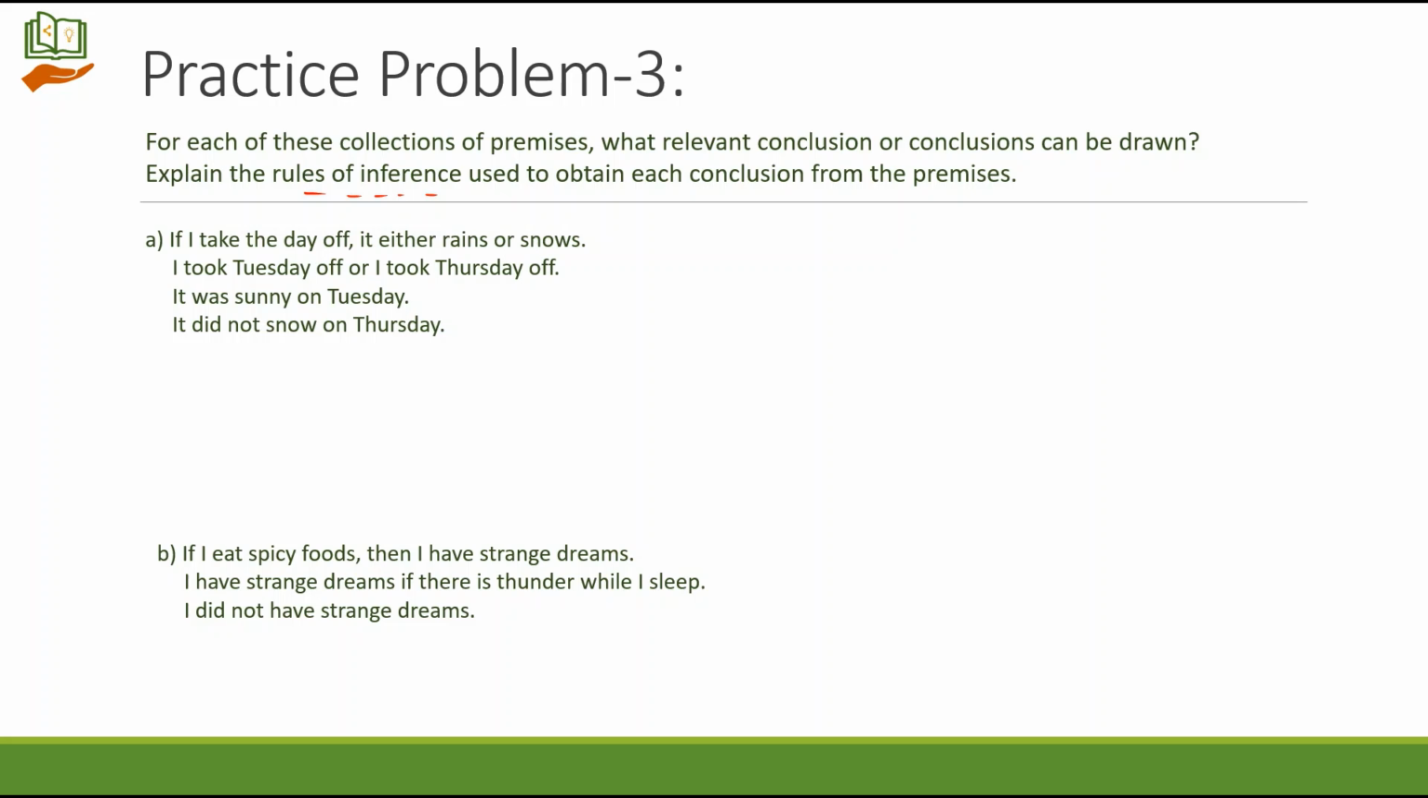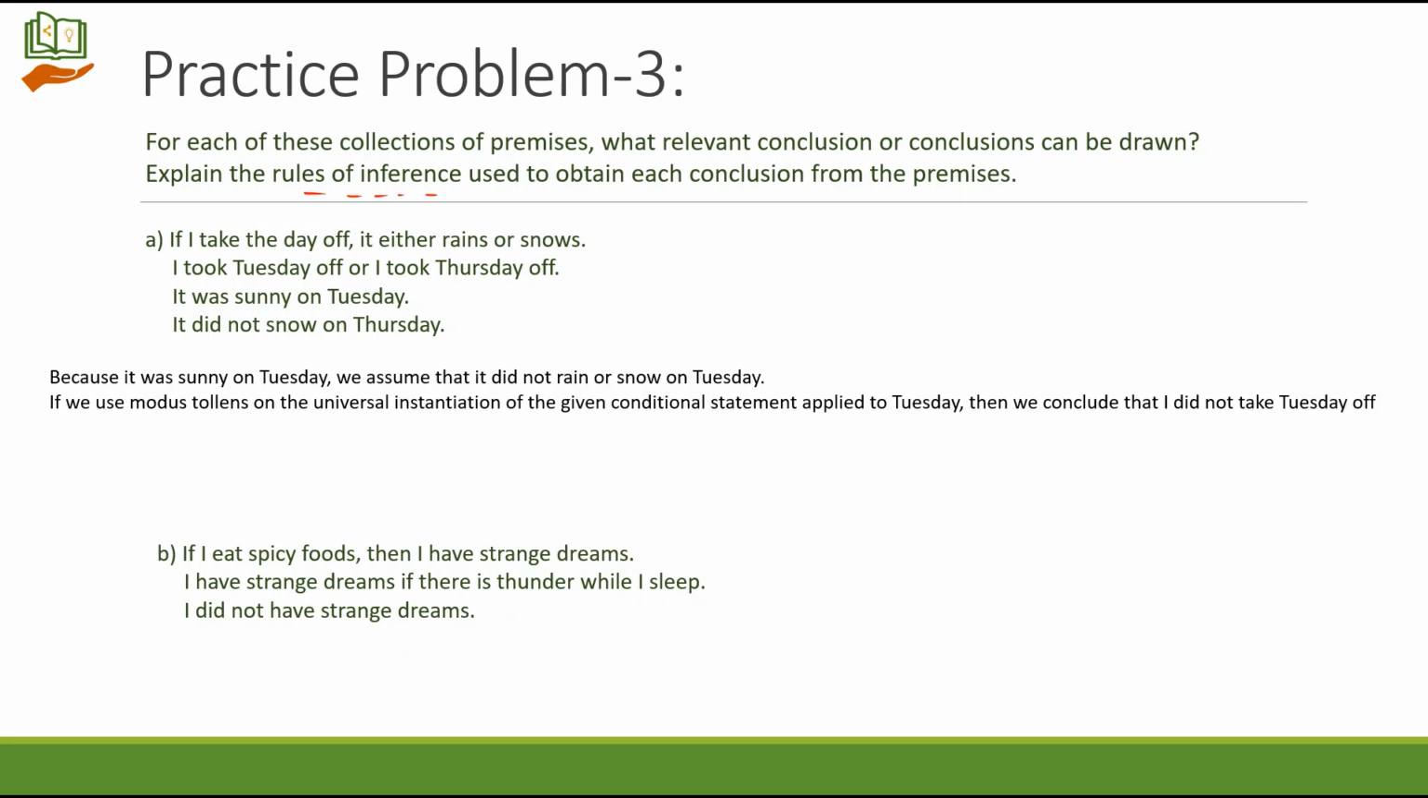I took Tuesday off or I took Thursday off. It was sunny on Tuesday. It did not snow on Thursday. Because it was sunny on Tuesday, we assume it did not rain or snow on Tuesday. If we use Modus Tollens on the universal instantiation of the given conditional statement applied to Tuesday, we can conclude that I did not take Tuesday off. So they have said that it was sunny on Tuesday.